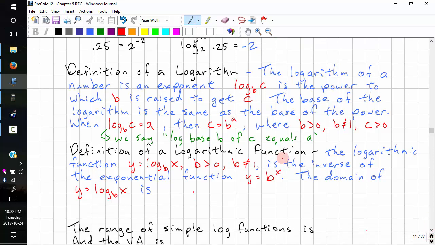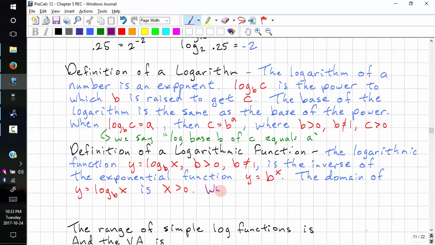Okay, the definition of a logarithmic function. The logarithmic function y equals, so that's the difference, y equals log base b of x. B is greater than 0, b does not equal 1, is the inverse of the exponential function y equals b to the power of x. And the domain of log base b of x is greater than 0.